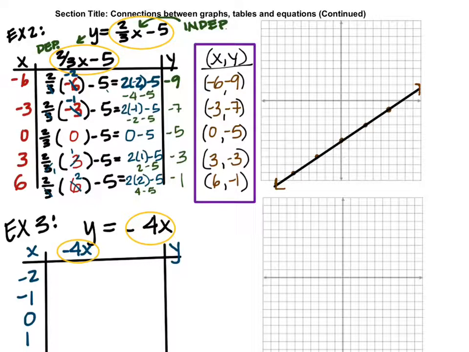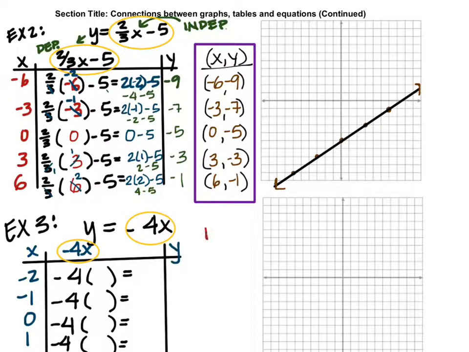And I'd like you to complete the skeleton. So we're going to write in -4 times whatever it is that our x input is going to be. So again, this is our skeleton drawn for this machine, and we're going to be plugging and chugging. So with that plug and chug, you are asked to please finish the table, write the ordered pairs, and graph.